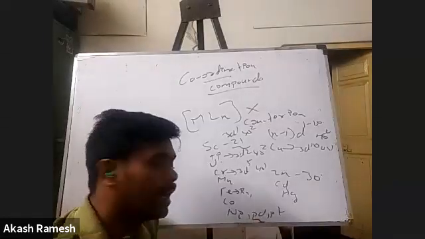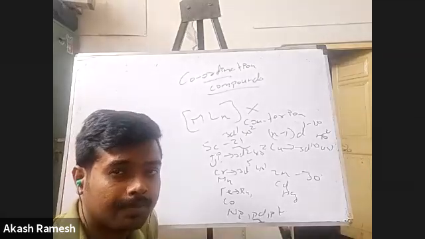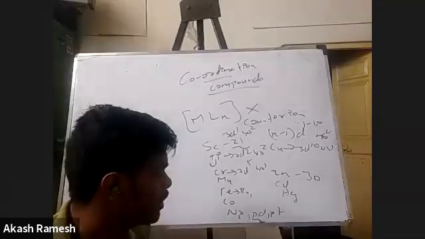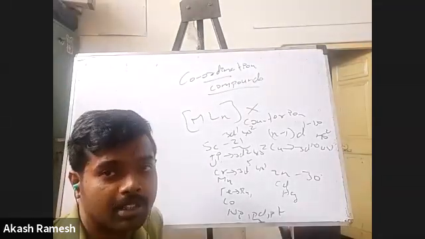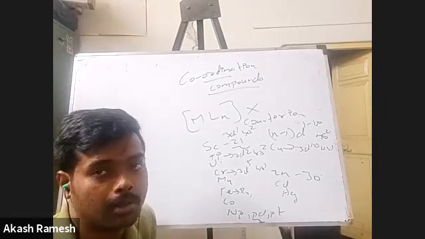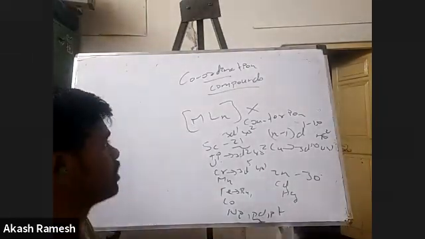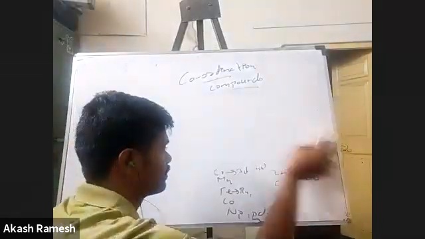Say palladium will have 4d8 5s2, like that it is going to be, right? So if you can remember what the other elements present in that particular group are, that also will be very helpful, okay? So these things you have to know.